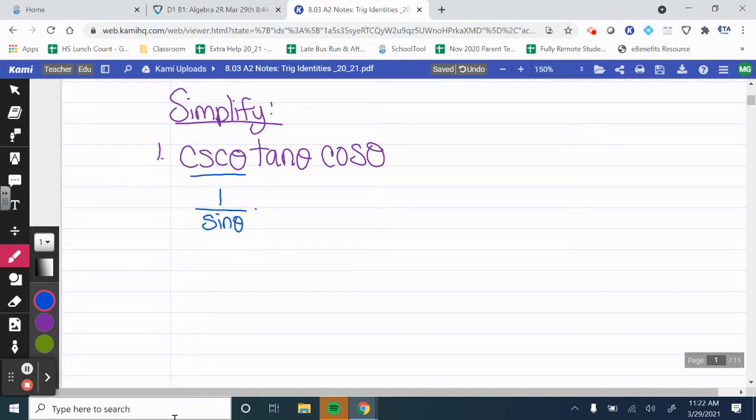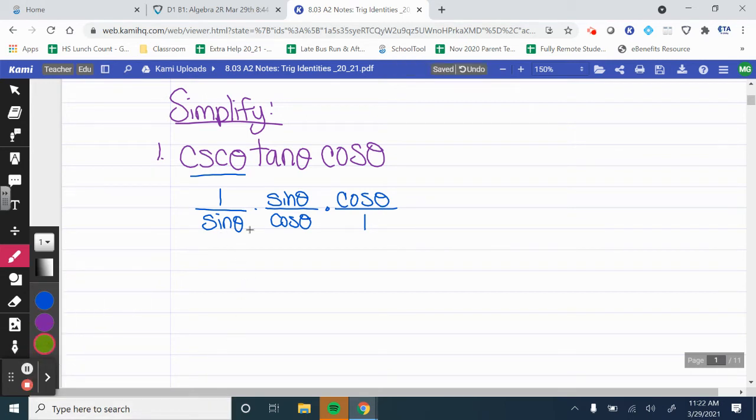Then I have tangent of theta. Some students get a little confused here because they try to use cotangent of theta when they see tan, or vice versa. But really, we want to get everything in terms of sine and cosine so that we can reduce. So tangent is the same as sine theta over cosine theta, and that's another one of those things you need to memorize. That's really important to have here. And then cosine of theta is already in terms of cosine, so I'm just going to leave it. Since everything else is a fraction, I'm going to put it over 1.